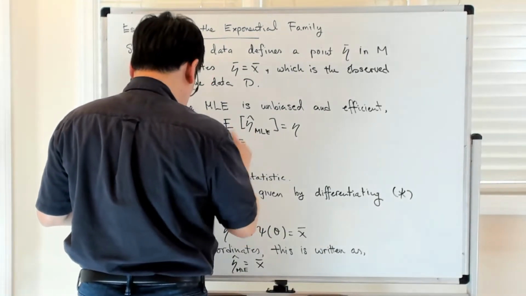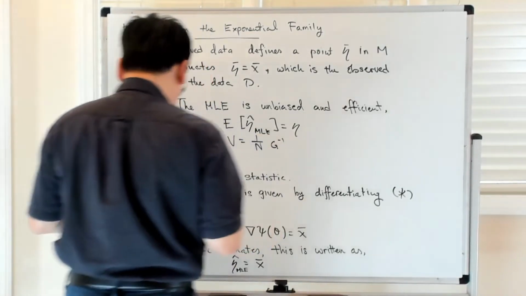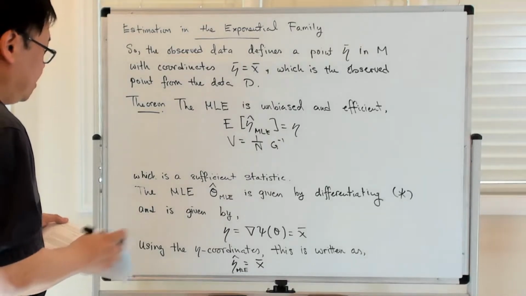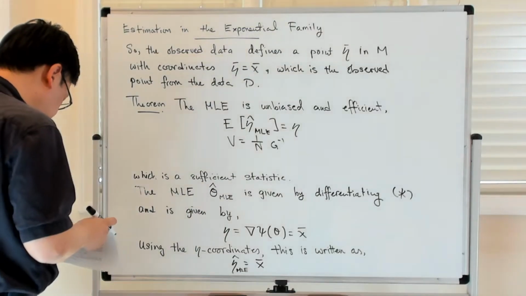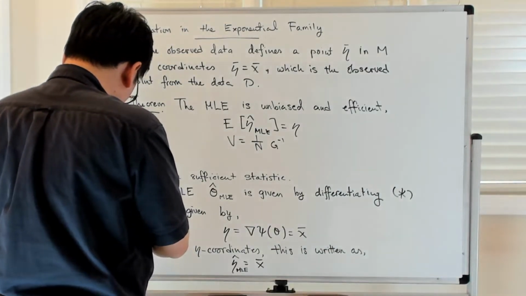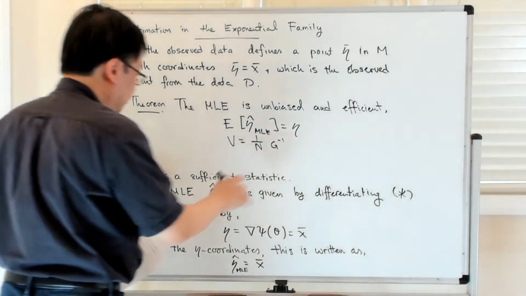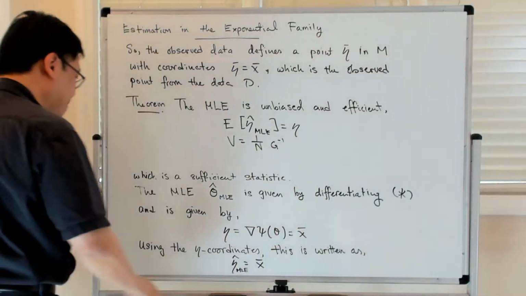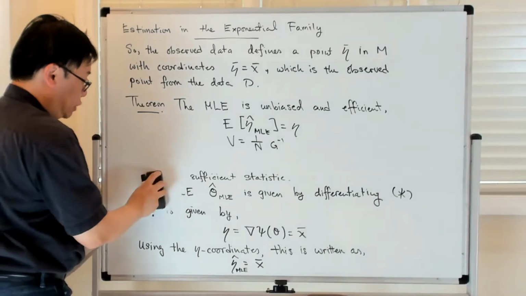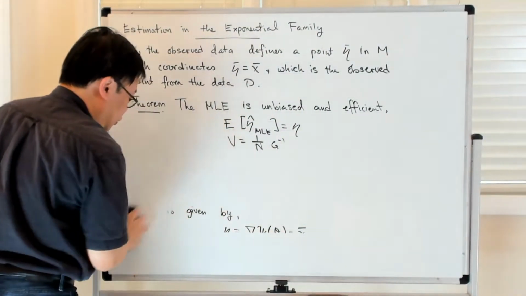And then the error covariance matrix is 1 over n times G inverse, where G is the Riemannian metric. Well, technically G is the Fisher information metric. So we're not going to prove this, but it is relatively easy to show.